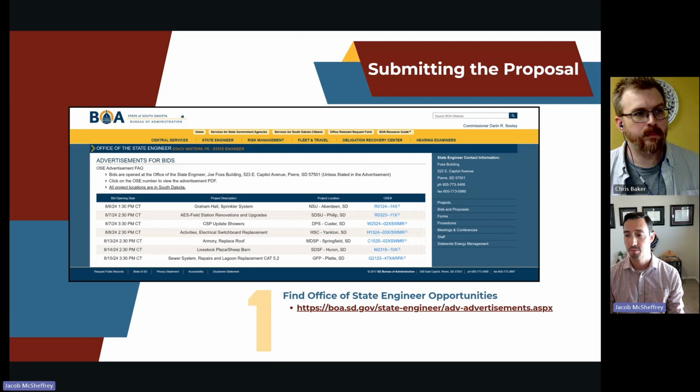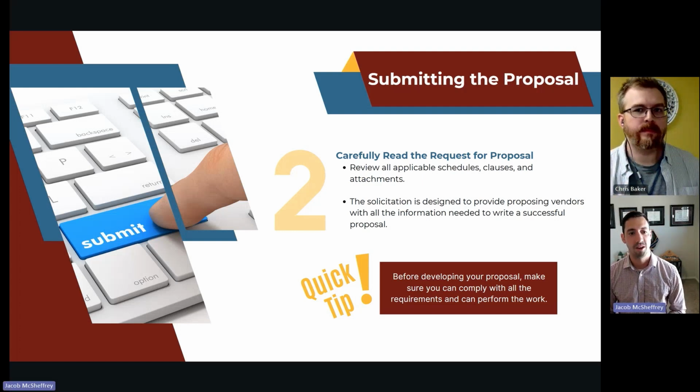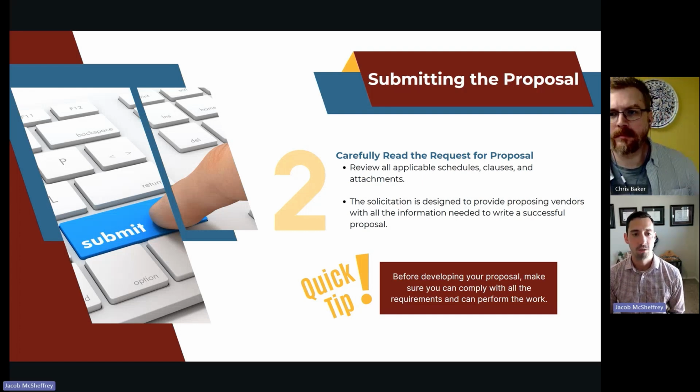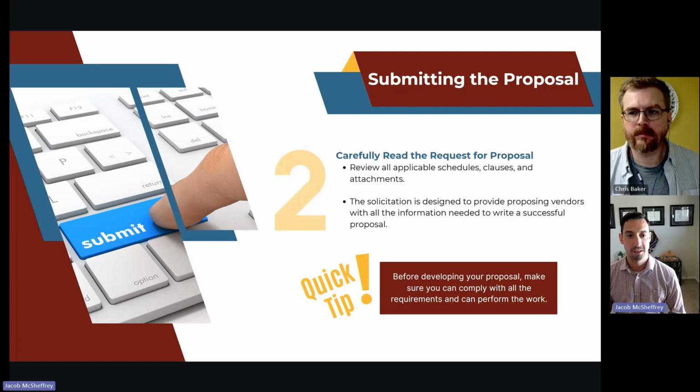So that's the most important part, is knowing who it needs to go to and when that needs to happen. So number 2 here, carefully read the request for proposal. Again, we've seen this multiple times in every stage of this process. So review all applicable schedules, clauses, and attachments. The solicitation is designed to provide proposing vendors with all the information needed to write a successful proposal.